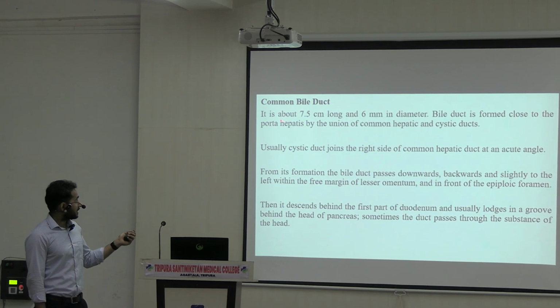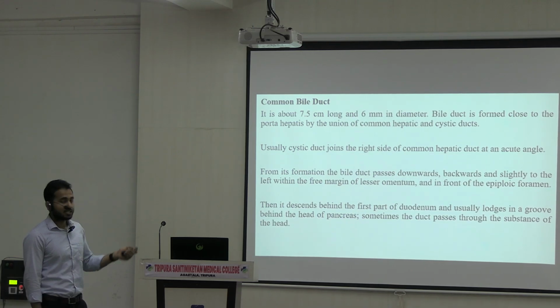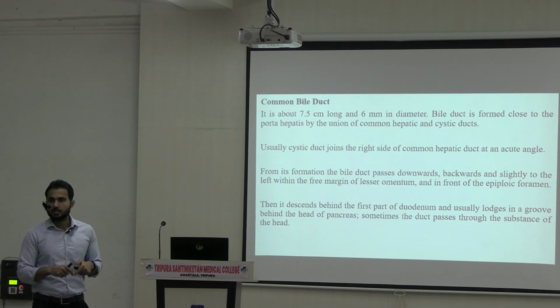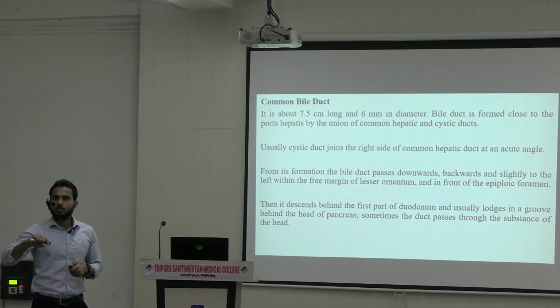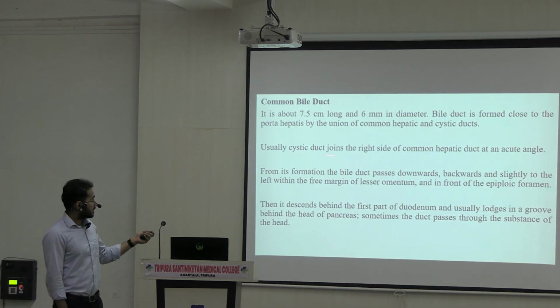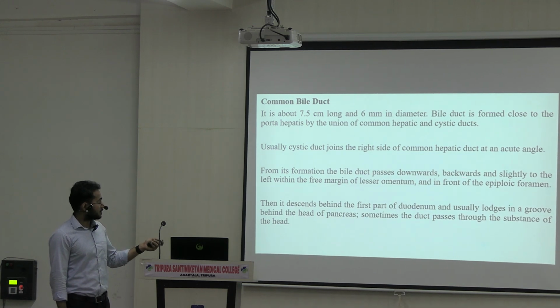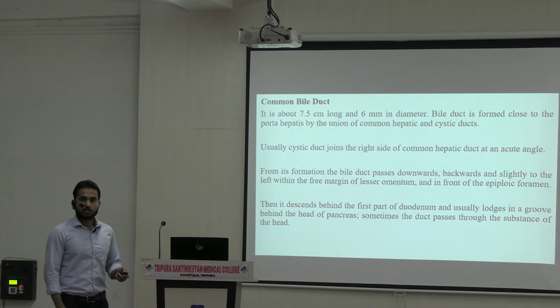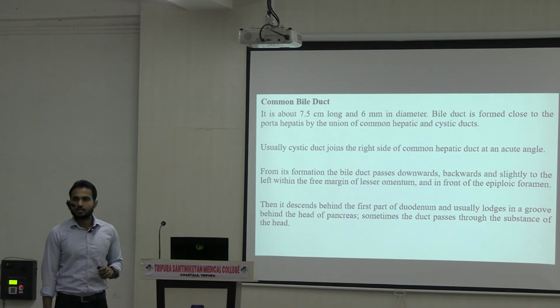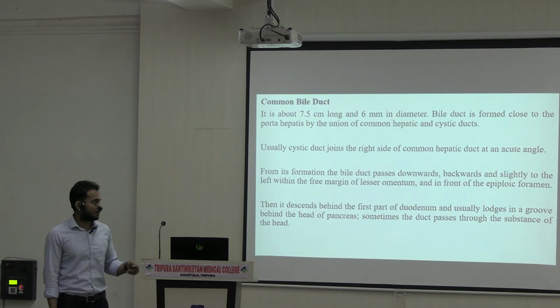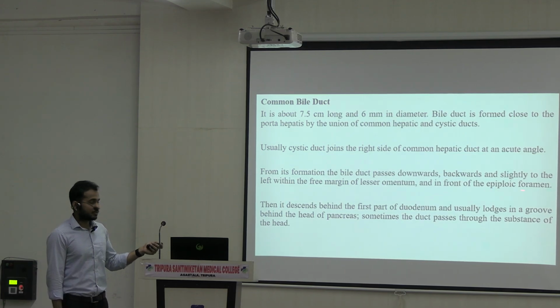Now it is formed close to the porta hepatis by the union of common hepatic duct and cystic duct. So both the ducts will join to form it. Once it is formed, where it will go? It will go downwards. As you can see, at an acute angle, the duct passes downwards, backwards, and slightly left, within the free margin of the lesser omentum, in front of the epiploic foramen.